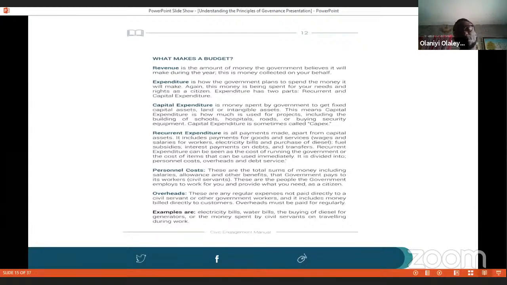So another term, when it comes to budget, we call it the capital expenditure. Capital expenditure is the money spent by government to get fixed capital assets, land, or intangible assets. This means capital expenditure is how much is used for projects, including building of roads, hospitals, and buying of security equipment, and all of that. So capital expenditure is a very, very key component of the budget. Because capital expenditure is where you know if the money government is budgeting actually works for the people.